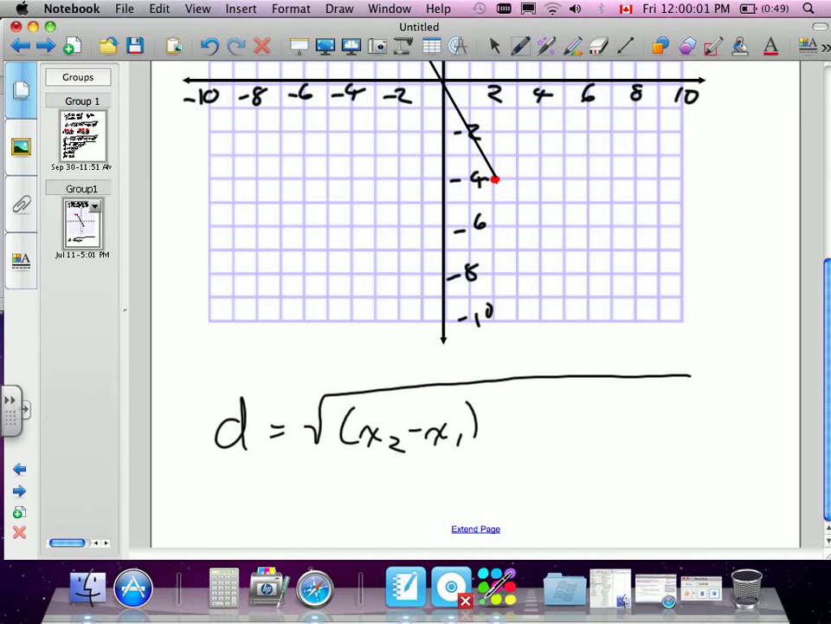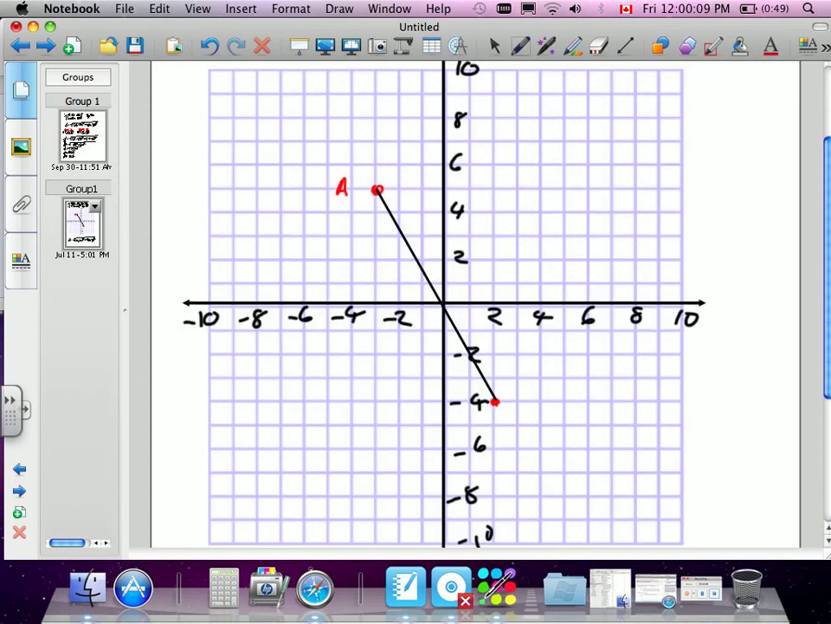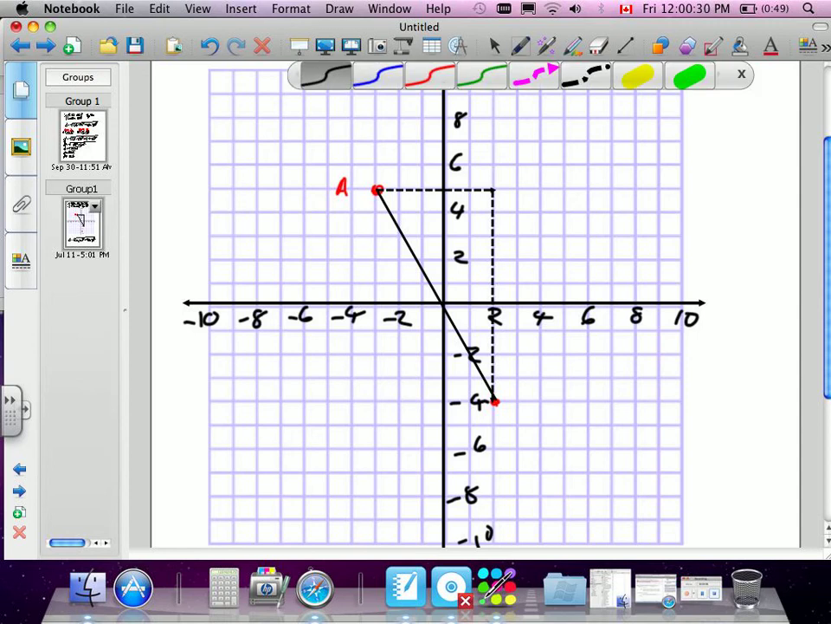Now, what I want to show you guys is, remember, these are our x points, right? We know it goes from -3 to +2. That distance there, I'm actually going to draw a line from one end to the other. And then, from the highest point to the lowest point, I'm going to draw another line. What I've created is a right angle triangle. And what I'm looking for is the hypotenuse of that right angle triangle.